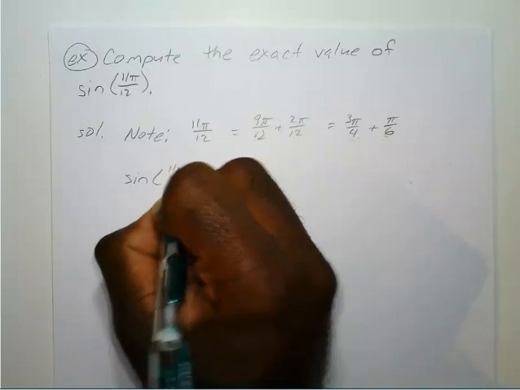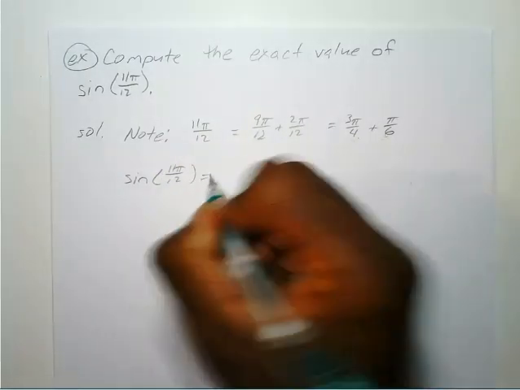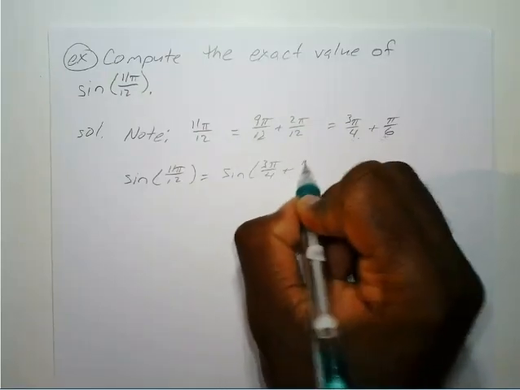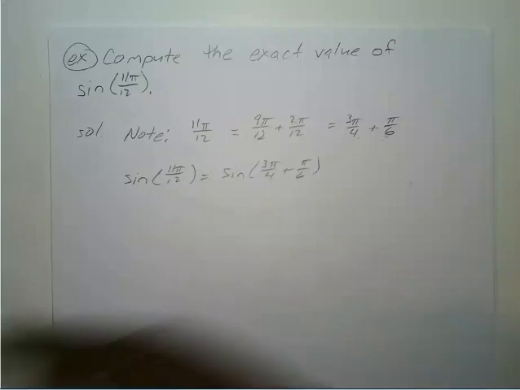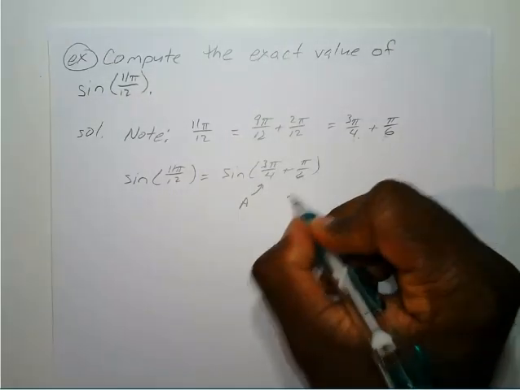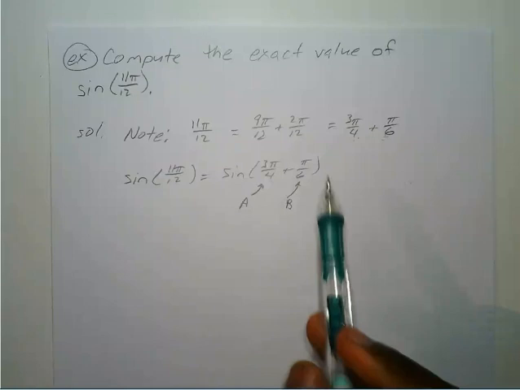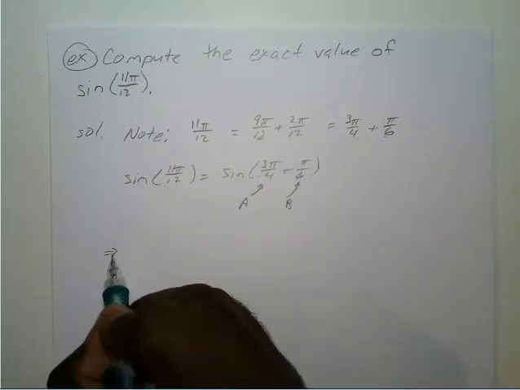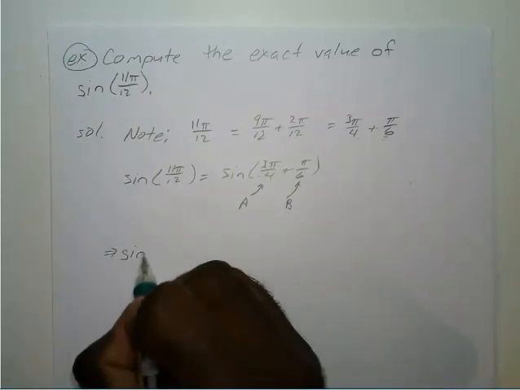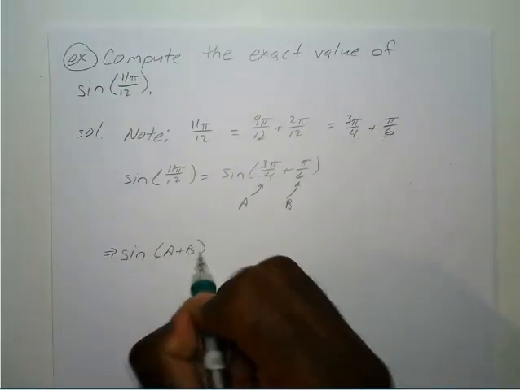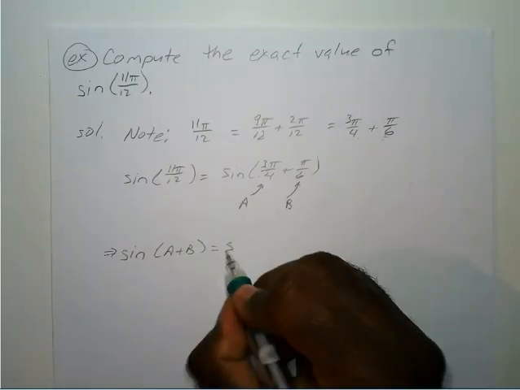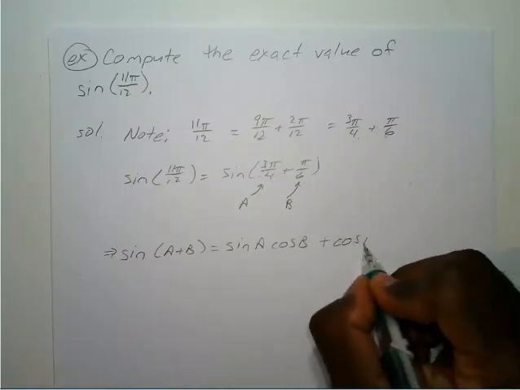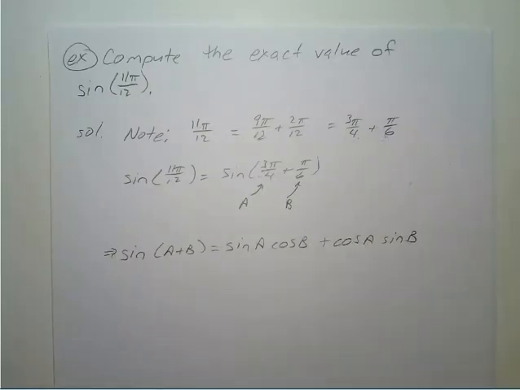So sine of 11 pi over 12 is equal to sine of 3 pi over 4 plus pi over 6. This is your A, and this is your B. And again, if you made this your B and this your A, you still get the same answer. So we have sine of A plus B is equal to sine of A times cosine of B plus cosine of A times sine of B.